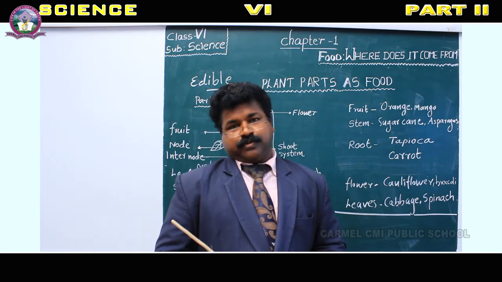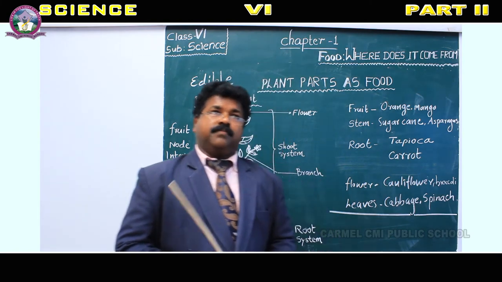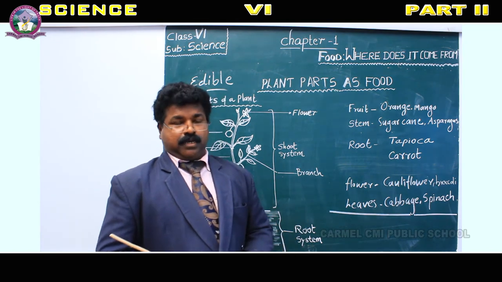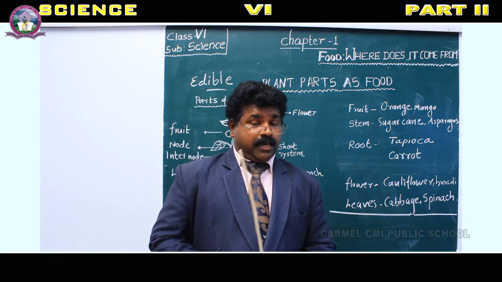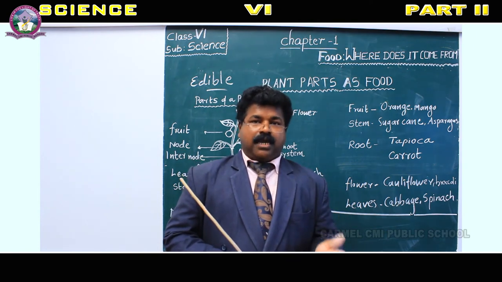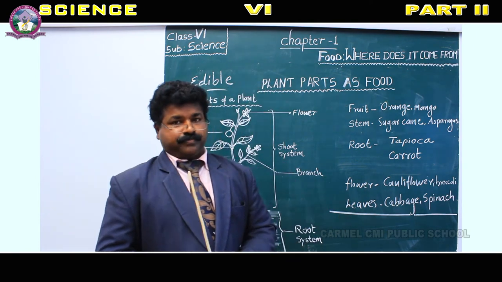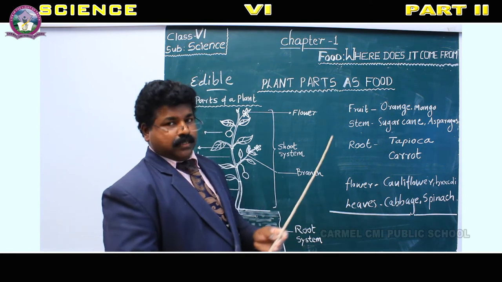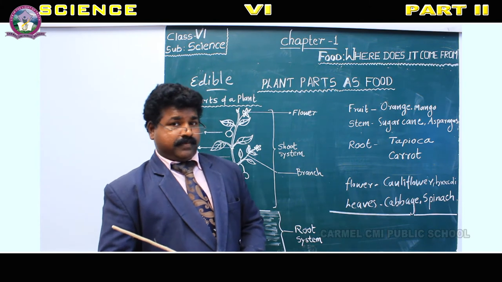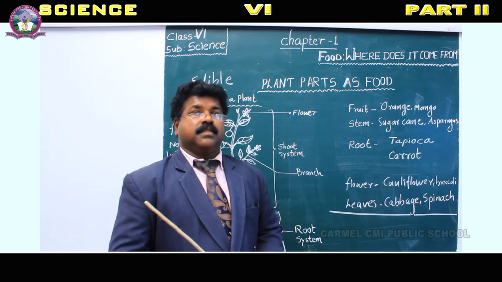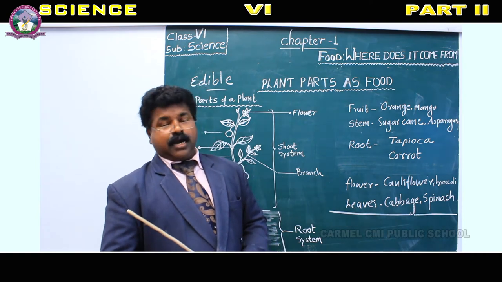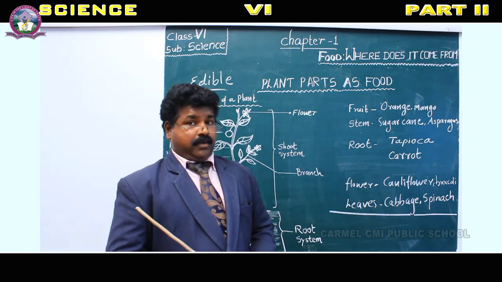Okay, so when we see, there are many plants in our surroundings, and there are many parts we are using. One single plant, all the parts we may not be able to use, but many parts can be used as food. So from this, I hope that you got some idea what are edible items. Edible item means the food items which can be eaten are known as edible foods.